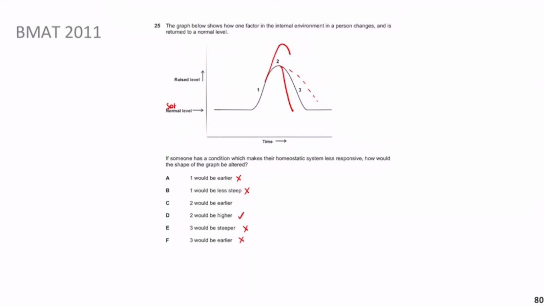But let's just exclude C. 2 would be earlier. What that's suggesting is that the peak would be earlier, and therefore the fall in whatever this parameter is would be earlier. But that's obviously not the case, because the system is less responsive, and therefore, if anything, the peak would actually be later, right? So hopefully, guys, you can appreciate that this one is incorrect, and that D is the correct answer in this case. Hopefully that has made sense, and I really look forward to seeing you in the next video.